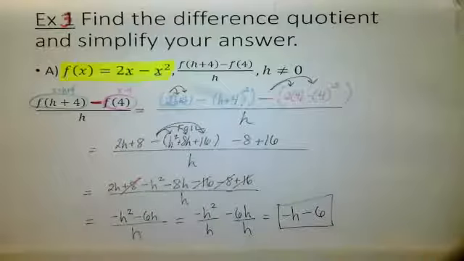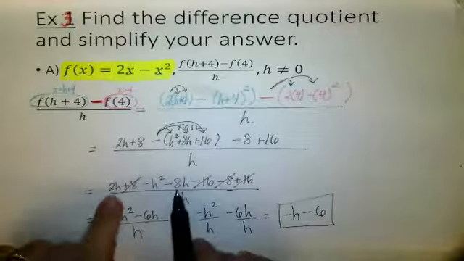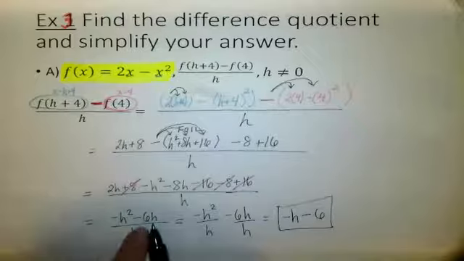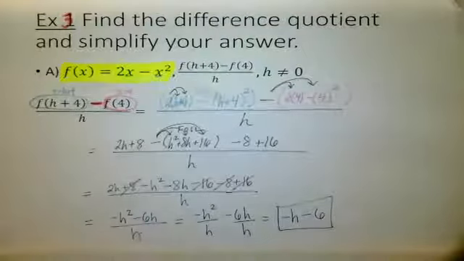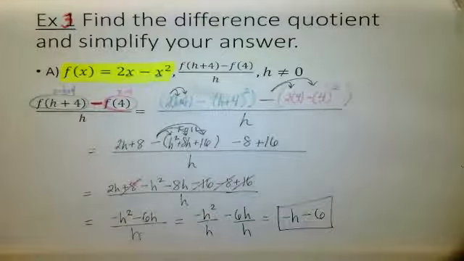Wait, so what happened to the 2h? The 2h and negative 8h is negative 6h. Wow. All right. We are not solving. We don't have to isolate h. We're not solving. It's just simplifying. That's it. Okay? All right.